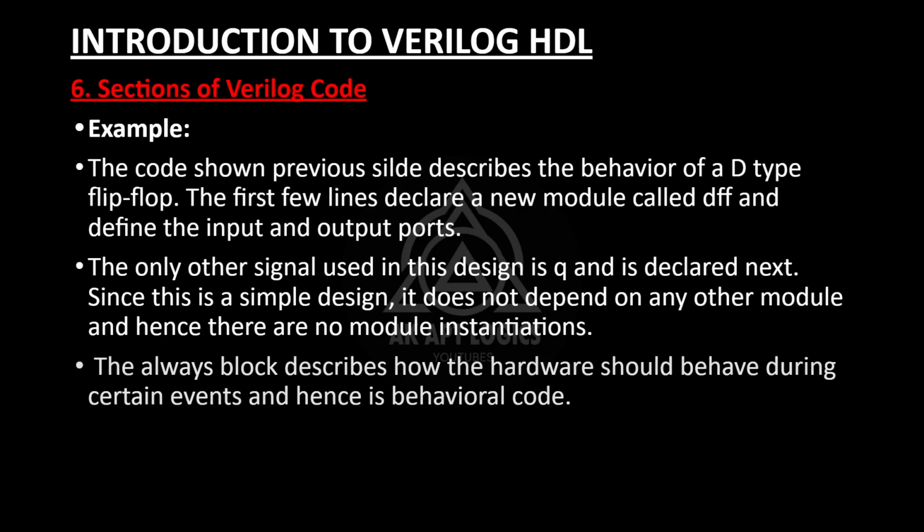And the always block describes how the hardware should behave during certain events. I told you, right, the at the rate means event. Certain events means whenever we mention the passage of clock, for every passage of clock only that always block will work, in the sense it will change the output if there is any change in the inputs specified in the always block. So for every passage of clock only. That particular code belongs to behavioral code.